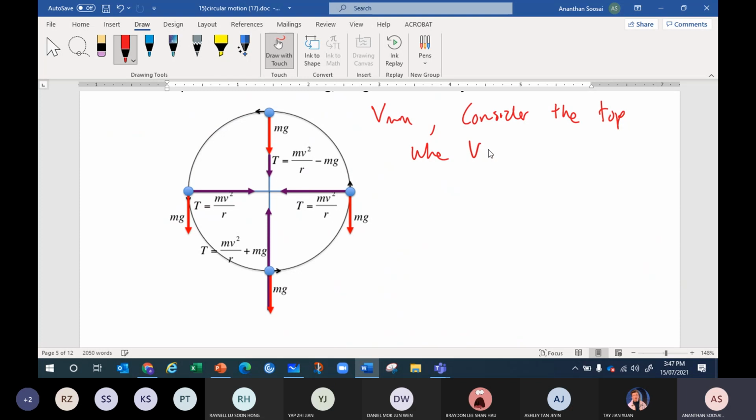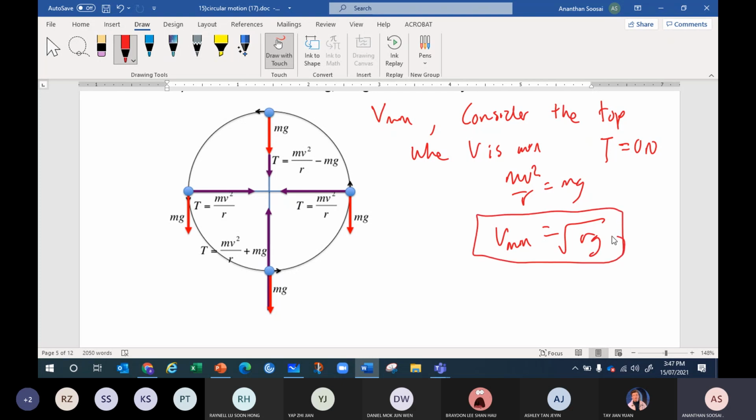So when V is minimum, what is zero? The tension becomes zero. Okay. So at the top, you will get mv squared over r equals mg. You get the V minimum. V minimum is root of rg. Okay. So write this equation.